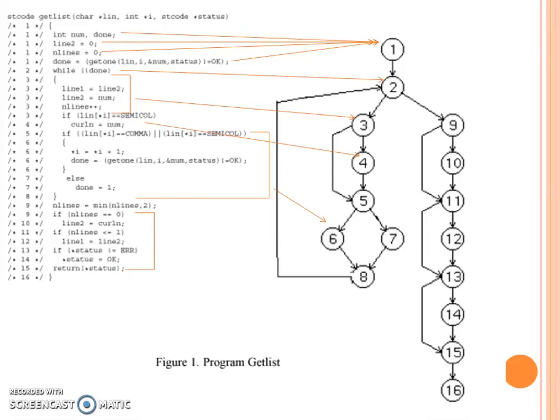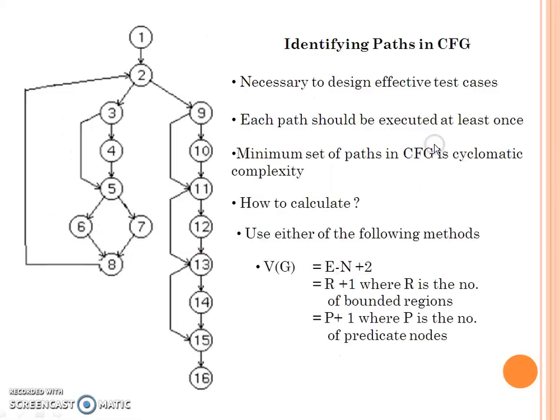After node number 9 we have 3 successive if statements, and that's how we get these structures. Okay, so this is the entire CFG. What do we do once we get the CFG? The next part is identifying paths in the CFG. That means from the beginning node, that is 1, how can we traverse to 16 through the different paths following the directed arrows? The first thing is the necessity to design effective test cases.